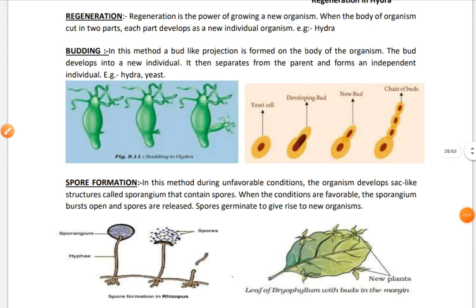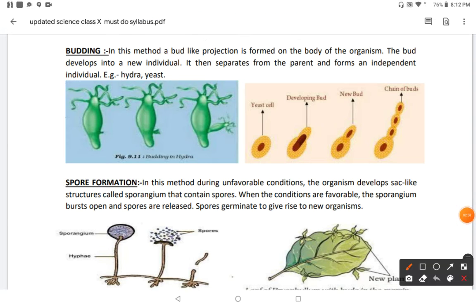Now the next process is budding. Budding is the method where a bud-like projection is formed on the body of the organism, just like in Hydra. This bud is formed, and after maturation the bud develops into a new individual, and it separates from the parent and forms a new independent individual. It occurs in Hydra and yeast.